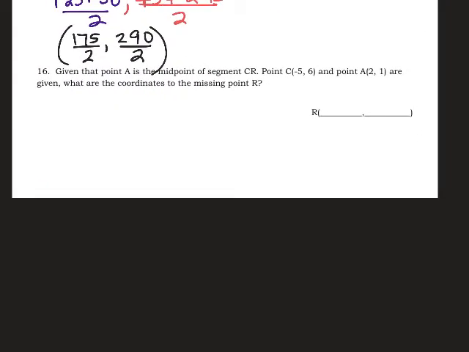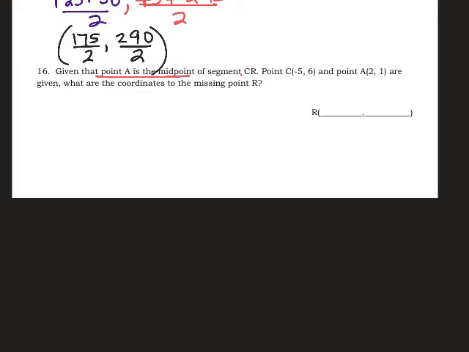All right, next one. Given that point A is the midpoint of C to R, find R. Point C is at this point, and point A is at this other point. What is the missing point R? So let me draw this real quick. It says given that point A is the midpoint on segment C to R.